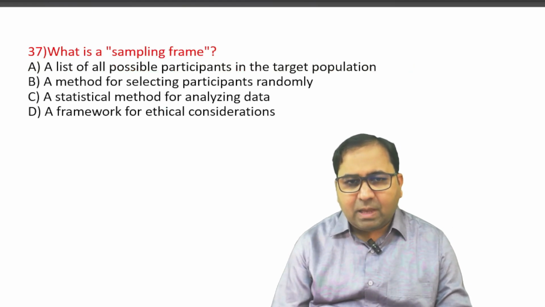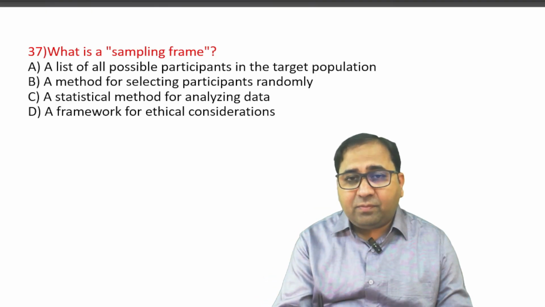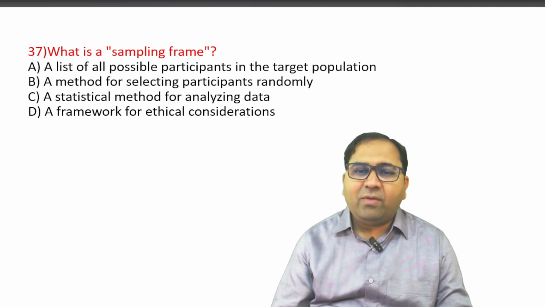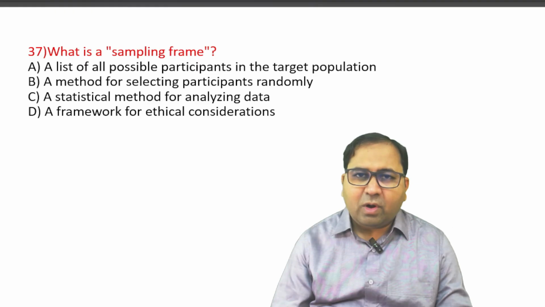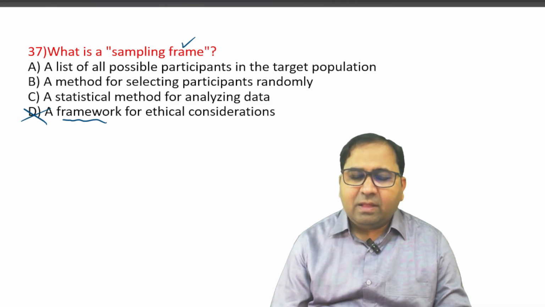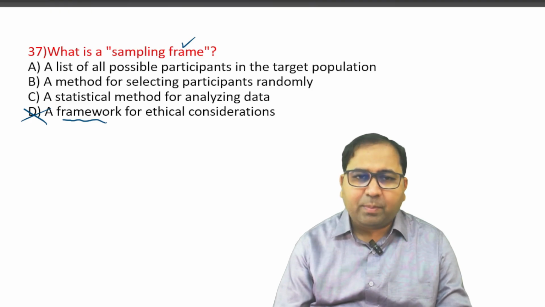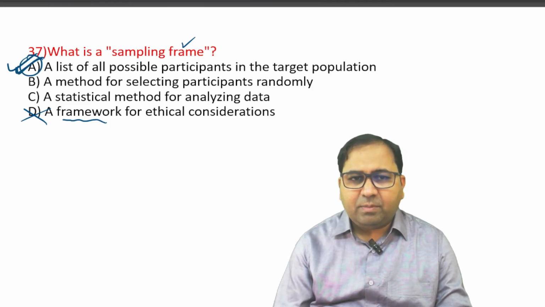Next question. What is a sampling frame? It is a list of all the possible participants in the target population, or a method for selecting participants randomly, or a statistical method for analyzing the data, or a framework for ethical consideration. You should not get confused or carried away with the word frame and take framework as the answer. Definitely the answer for sampling frame is a list of all the possible participants in the target population. So option number A is the answer.